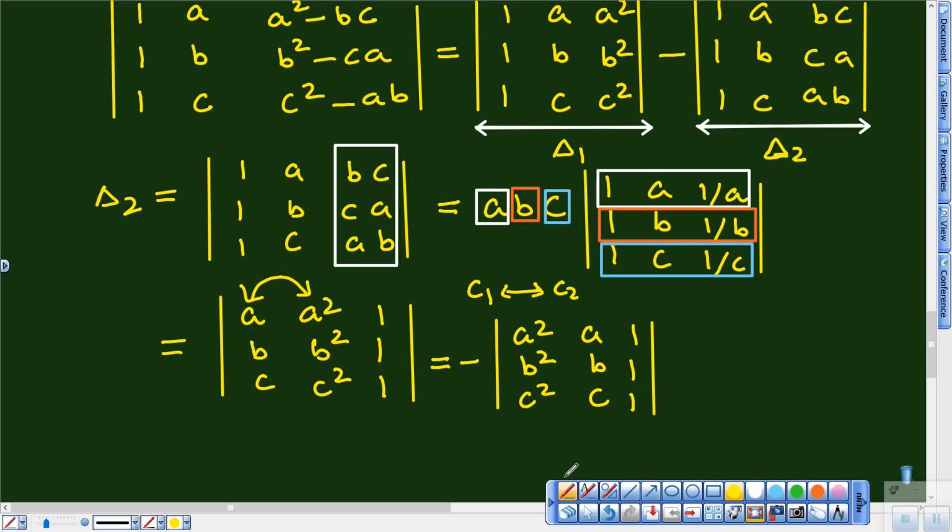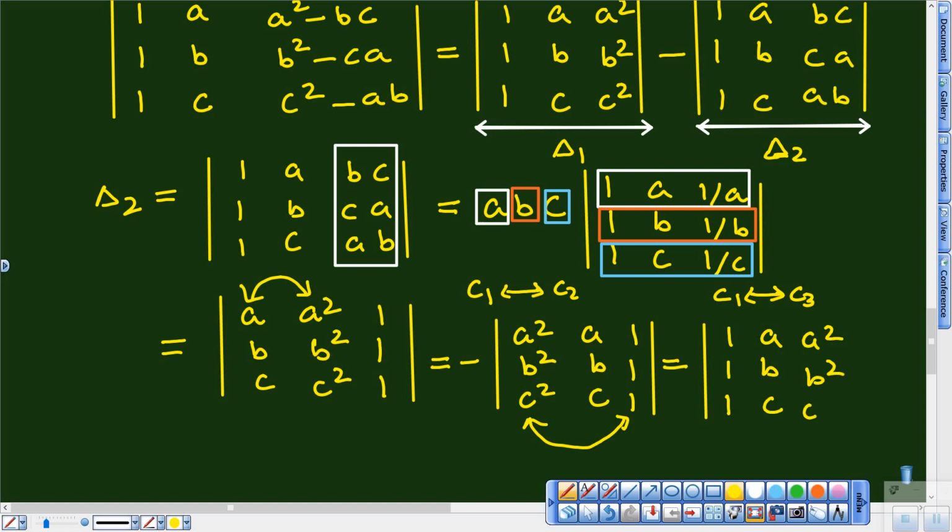Now, again I go for a swapping and I swap column 1 and column 3. This is how I'm going to do that. Now, this can be symbolically written as C1 is swapped with C3, right? And what do we get? Again, I'll get a minus sign. So this minus and minus will become plus. That's why there's no need to put the sign over here. It will become 1, 1, 1, A, B, C, A square, B square, and C square.